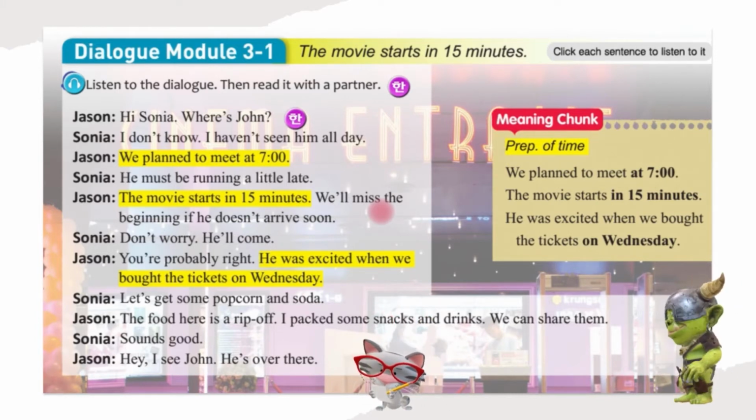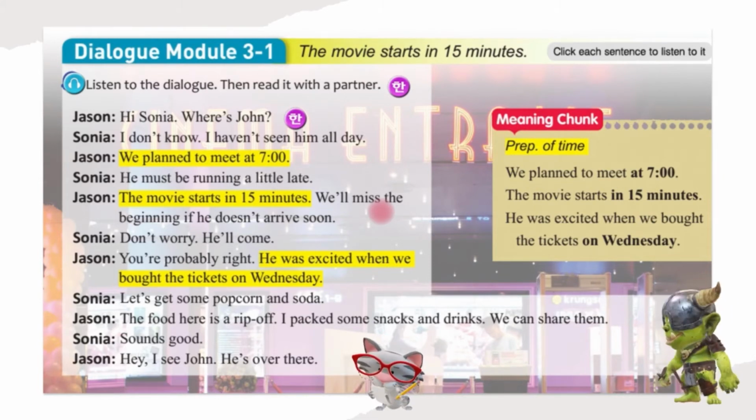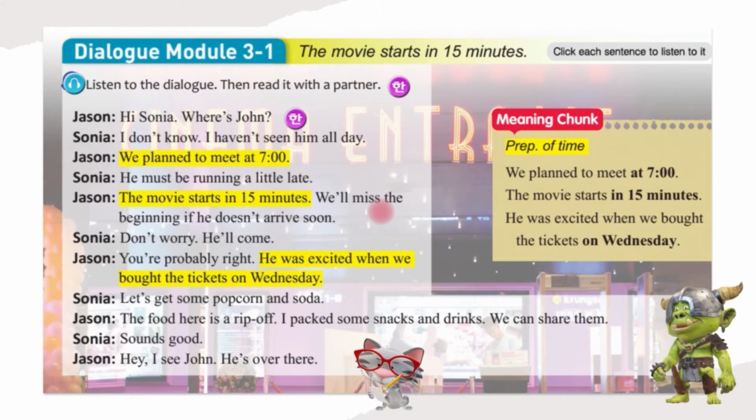Let's get some popcorn and soda. The food here is a rip-off. I packed some snacks and drinks. We can share them. Sounds good. Hey, I see John. He's over there.